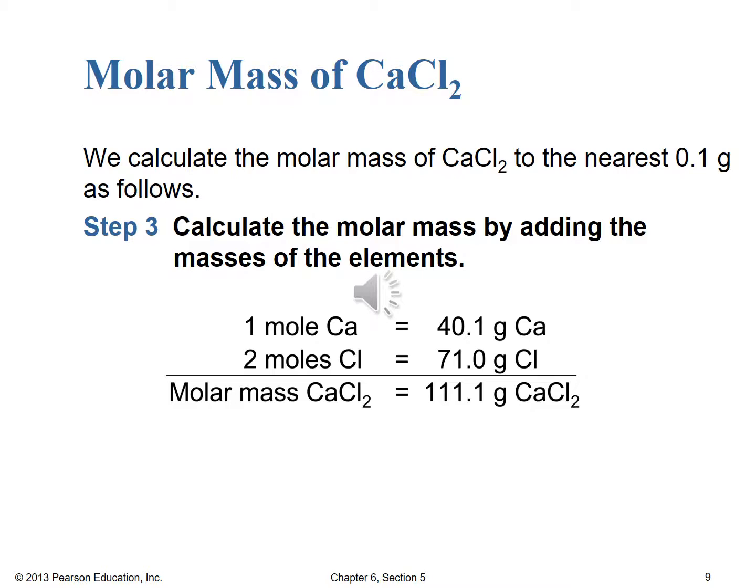Notice we don't treat ions any differently than atoms. Those electrons that are gained or lost are so insignificant in mass compared with the mass of the atom that we can use the neutral atoms from the periodic table even when dealing with ionic substances like calcium chloride.